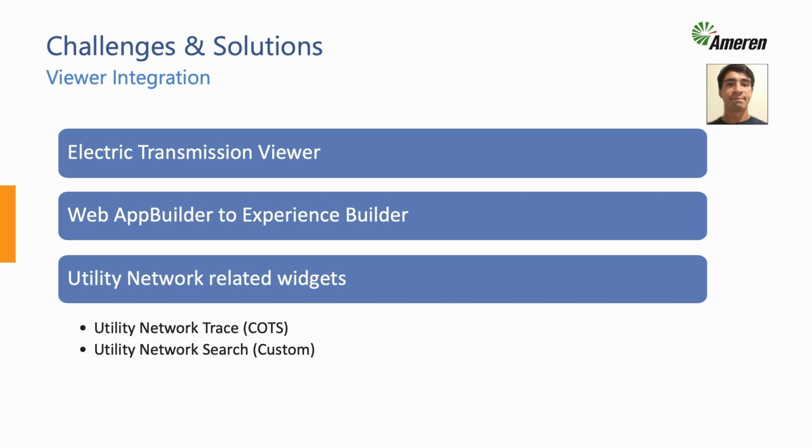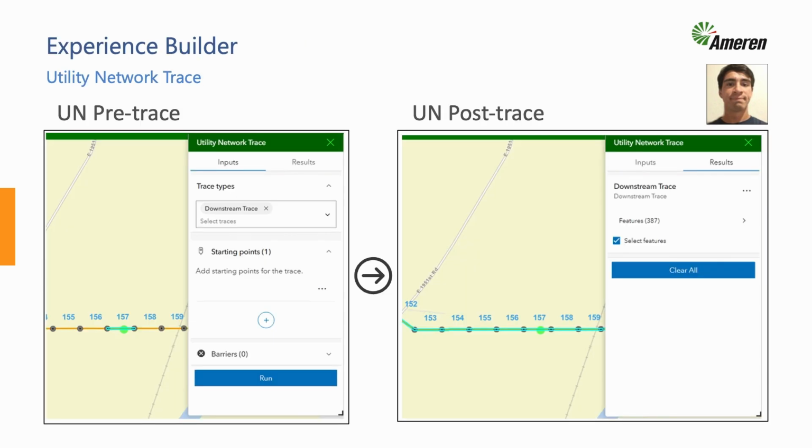I listed an example here with the utility network trace widget, which is out of the box Experience Builder. We'll see that in a second. And then we were also able to develop a widget in Experience Builder that, again, we'll see in just a second, called the UN search widget.